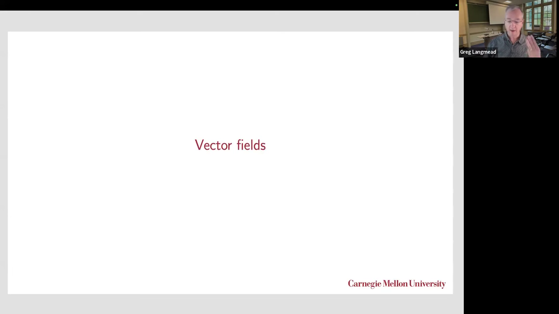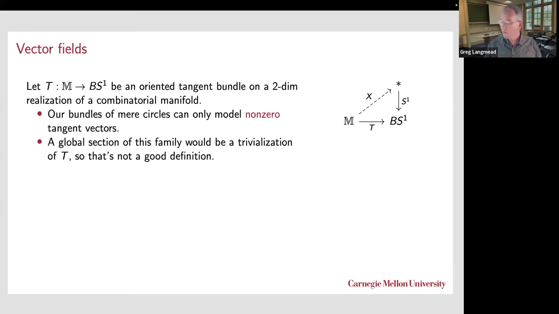Okay, so connections, curvature, and then vector fields. Let's do that. A vector field classically is meant to be a section of the tangent bundle. So let's set ourselves up with a tangent bundle on the whole two-dimensional realization of a combinatorial manifold, all the skeleta. We're going to stick with oriented, so we have the honest BS1, and we're going to stick with 2 dimensions for this definition. And that's all I have in the full paper too. So we're following a thought process here. Classically, a section of the tangent bundle is a vector field.